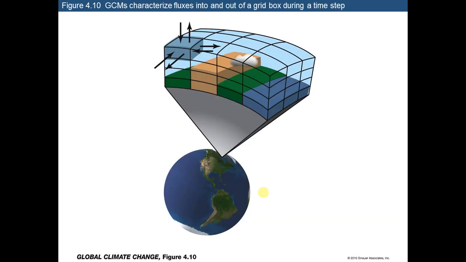Global climate models characterize fluxes into and out of a grid box during a time step. These grid boxes are three-dimensional, and there are many of them throughout the atmosphere.